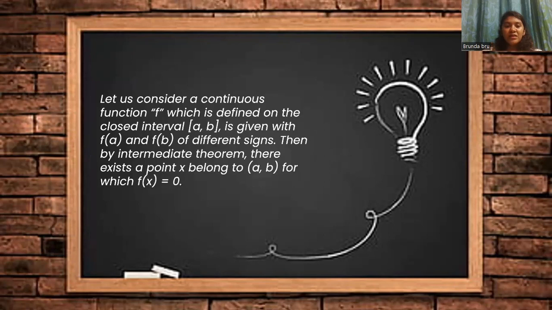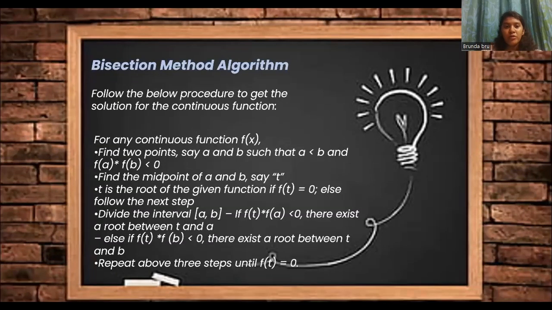Let us consider a continuous function f which is defined on the closed interval [a, b], given with f(a) and f(b) of different sign. Then by the intermediate value theorem, there exists a point x belonging to [a, b] for which f(x) is equal to 0. Follow the below procedure to get the solution for the continuous function. For any continuous function f(x), find 2 points, say a and b, such that a is less than b and f(a) times f(b) is less than 0.